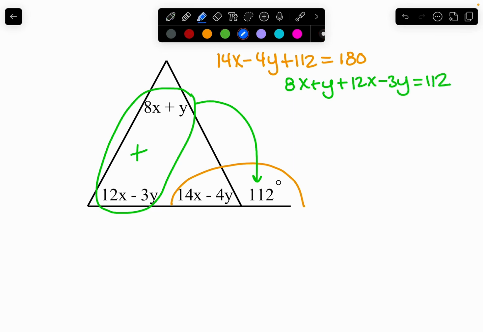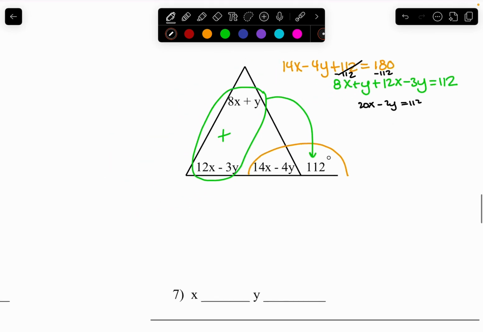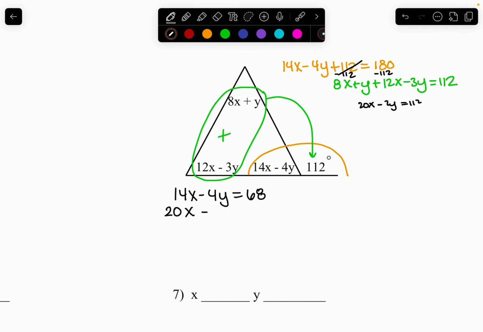The other thing that I could do that I'm not going to do is I could add these 3 angles together and set them equal to 180 because there's 3 angles in a triangle, but I only need 2 equations. All right, so I'm going to do a little bit of rearranging here to get my 2 equations. This will be 20x minus 2y equals 112. Okay, so right now I have 14x minus 4y equals, whatever that is, 180 minus 112 is 68. And then we have 20x minus 2y equals 112.